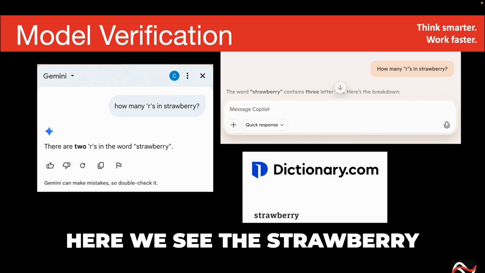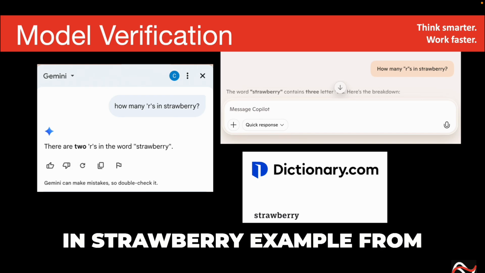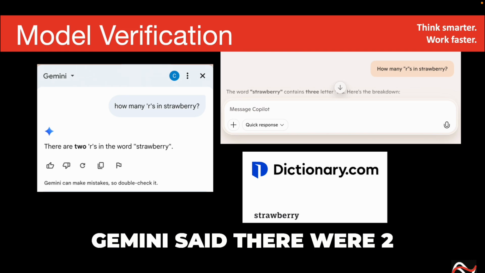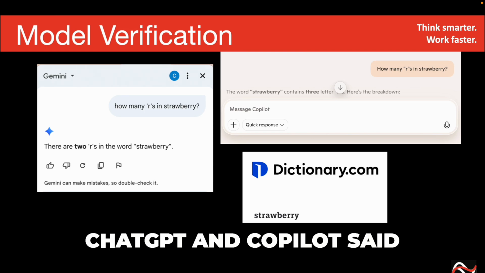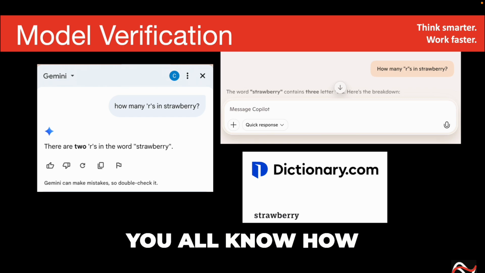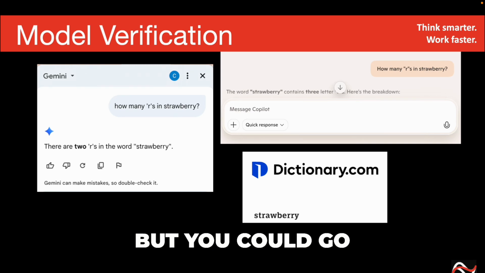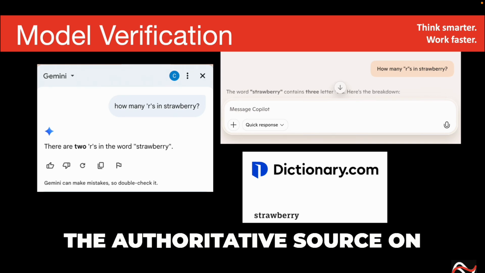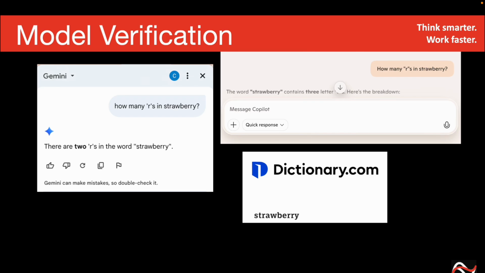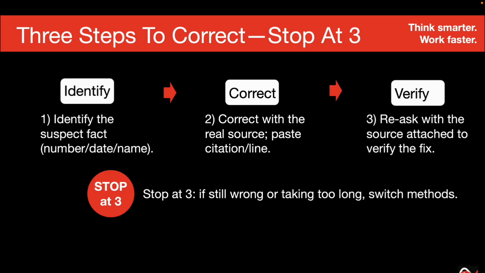Here we see the how many R's in strawberry example from earlier. Gemini said there were 2. ChatGPT and Copilot said there were 3. And then, I know this is a simple example. You all know how to spell strawberry, but you could go to dictionary.com and get the authoritative source on what the provable fact is.